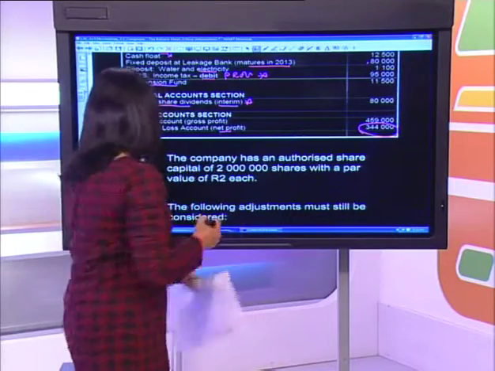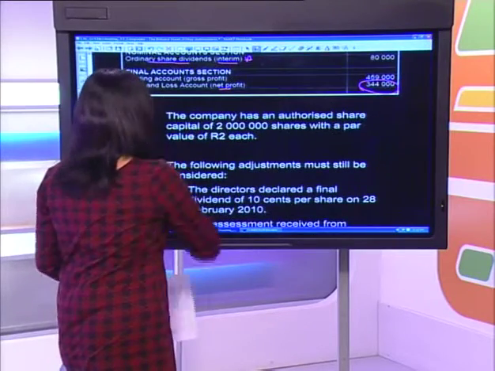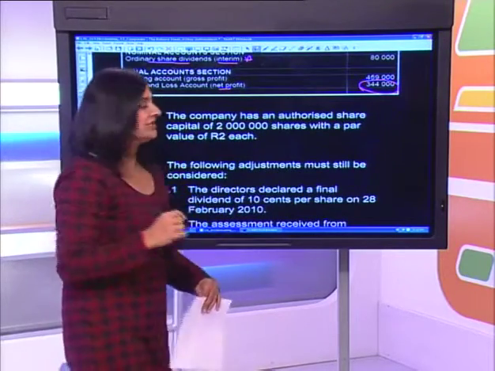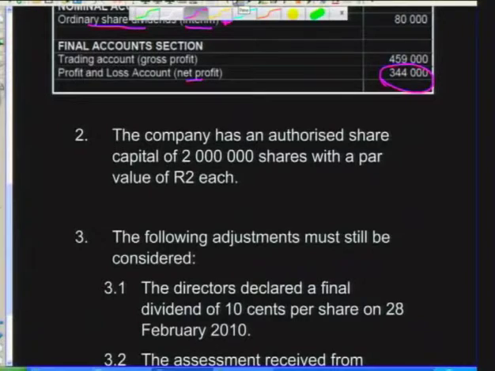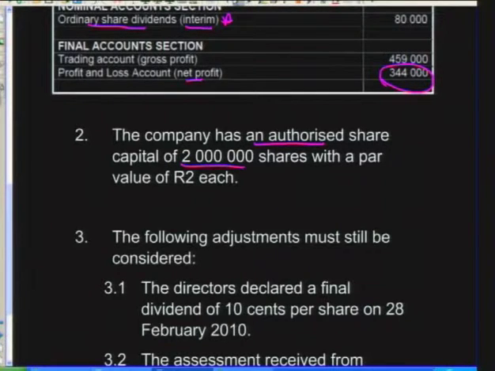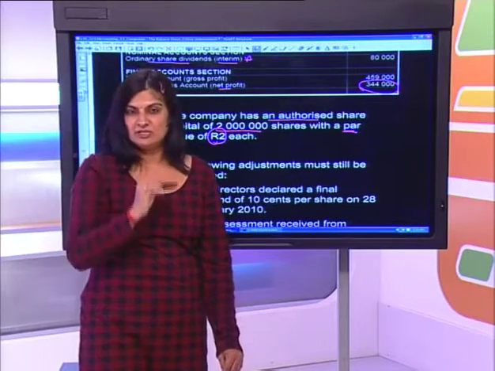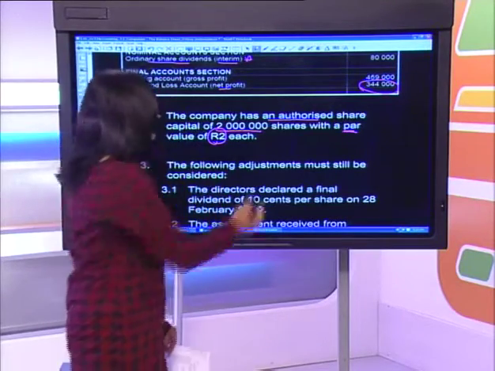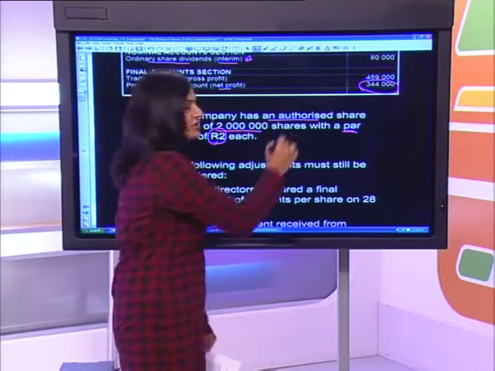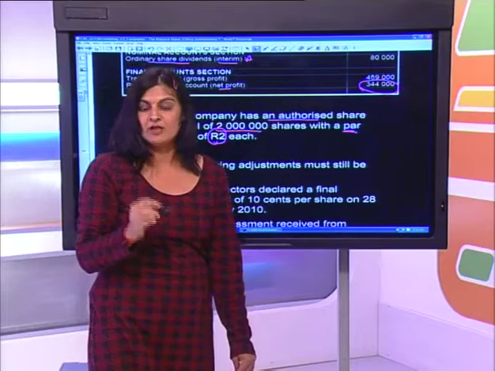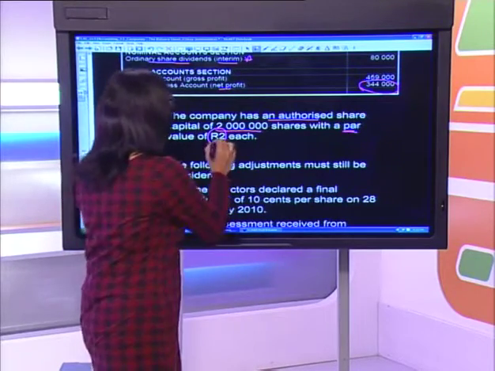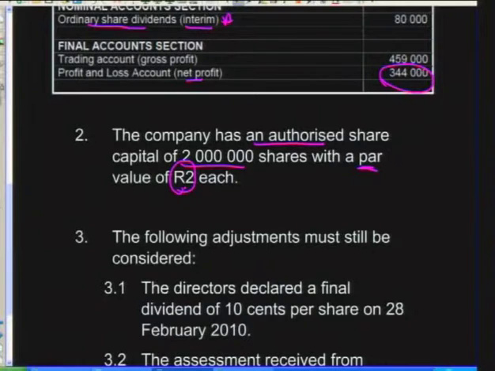Now let's start with the actual adjustments. And the very first adjustment that we've got, or additional information: the company has an authorized share capital of 2 million shares with a par value of 2 Rand each. Now remember guys, you are not completing any notes, and because you are not completing any notes, the first bit of this information, authorized share capital, is not really necessary. But what you do, however, need is that par value of 2 Rand. So for now, let's just circle it. I know we're going to need that info.